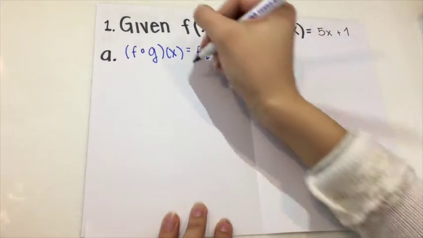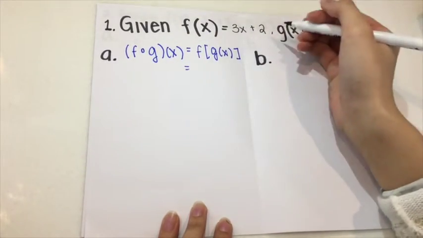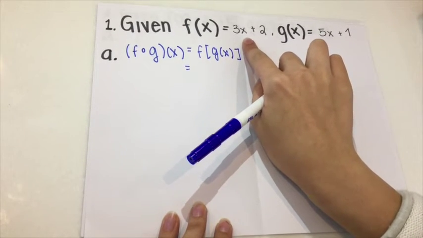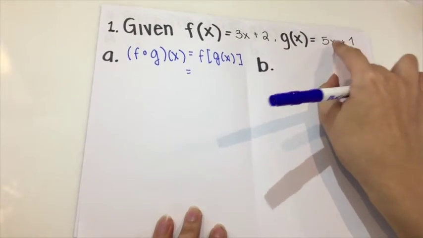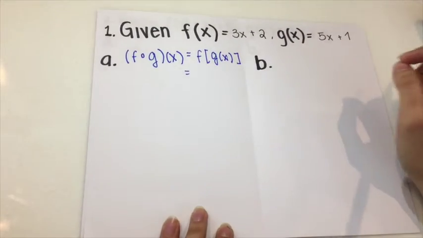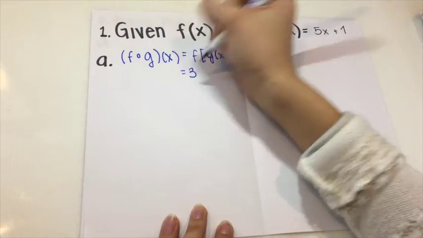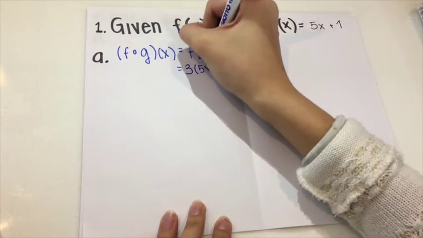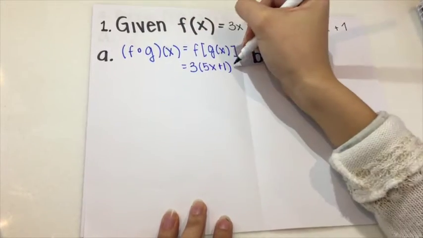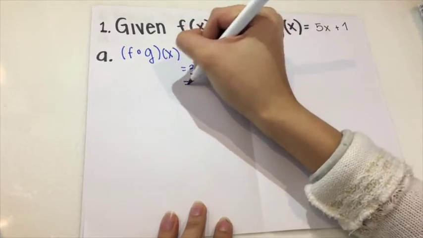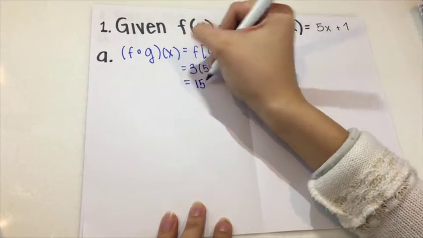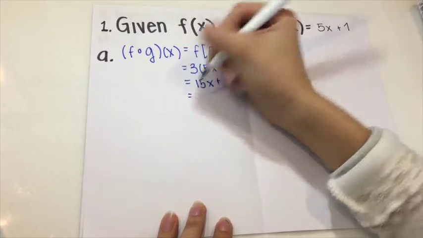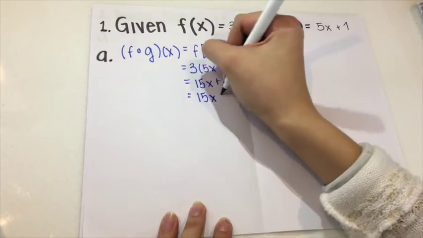Next, we know that f of x is 3x plus 2. But what we're going to do is plug in the values of g of x, which is 5x plus 1, to x. So it becomes 3, instead of x, we'll put 5x plus 1, plus 2. So we distribute that, so it becomes 15x plus 3 plus 2, which is equal to 15x plus 5.